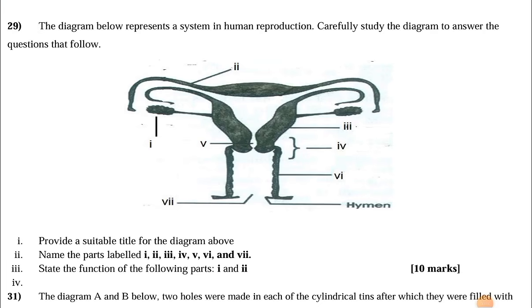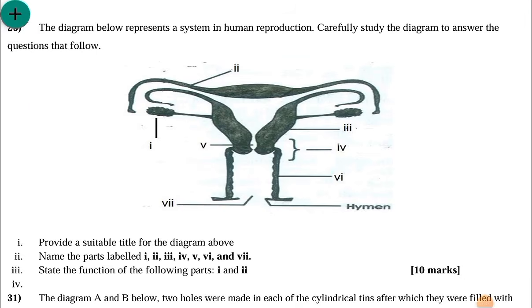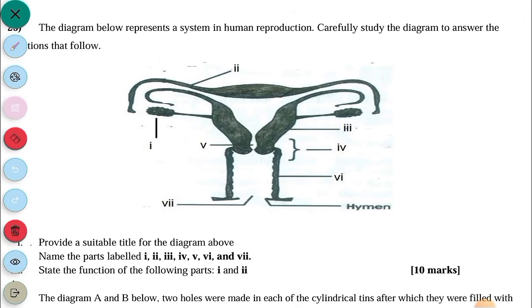So this question 29. Question 29, we have the female reproductive system. Alright, so let's start. The first question says, provide a suitable title for the diagram above. So this is the human female reproductive system. And the next one says, name the parts labeled I to V.